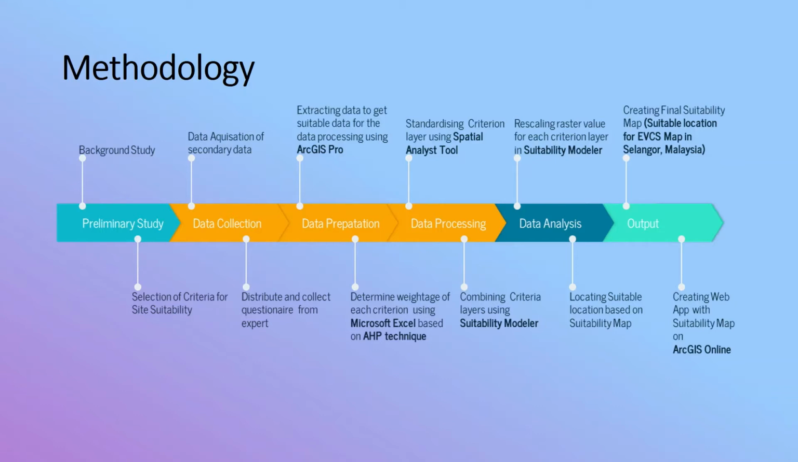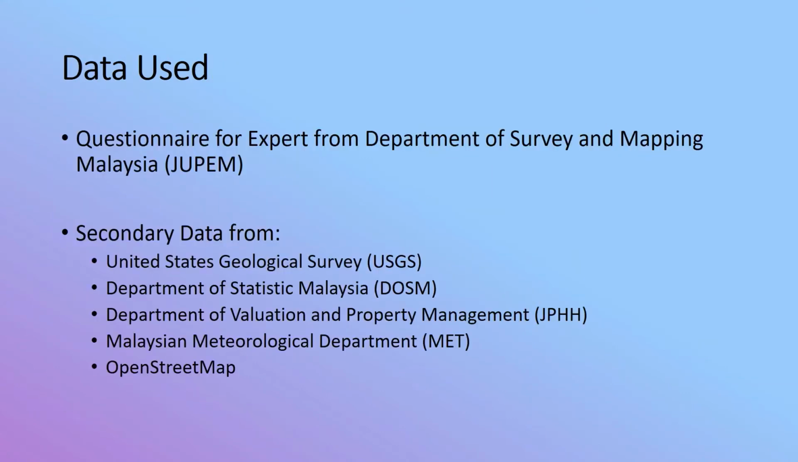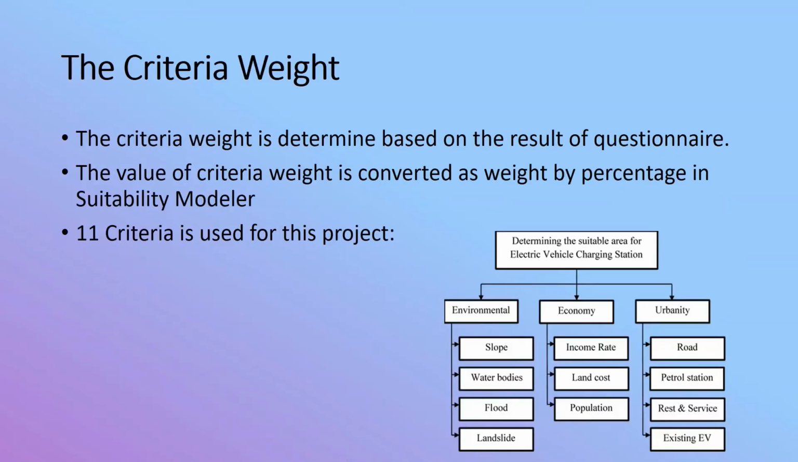For the output, we use two outputs, which are creating the final suitability map and also creating the web app with the suitability map on ArcGIS Online. The data used for this project is from a questionnaire for experts from the Department of Survey and Mapping Malaysia, JUPEM, and secondary data from the USGS, Department of Statistics Malaysia, Department of Valuation and Property Management, Malaysian Meteorological Department, and OpenStreetMap.